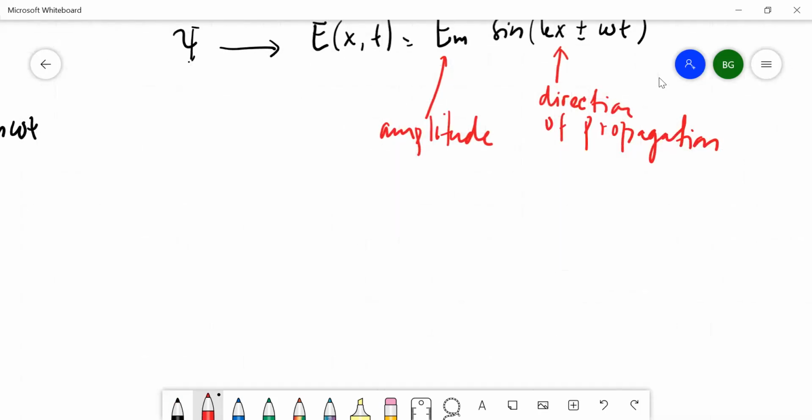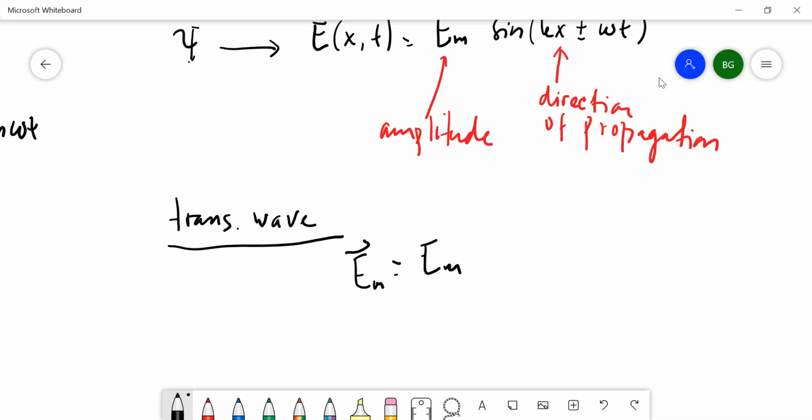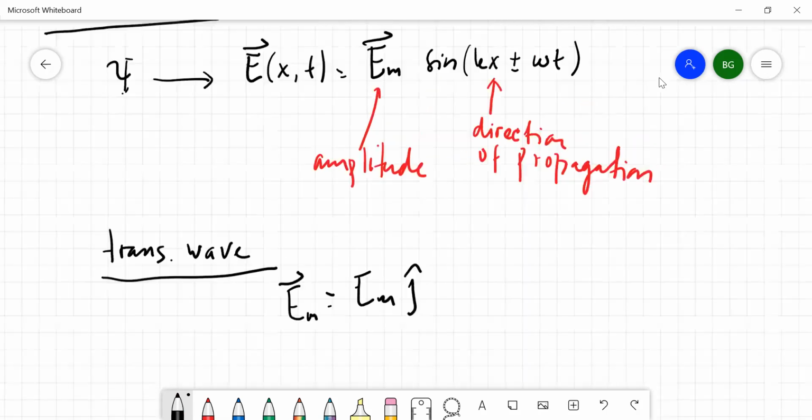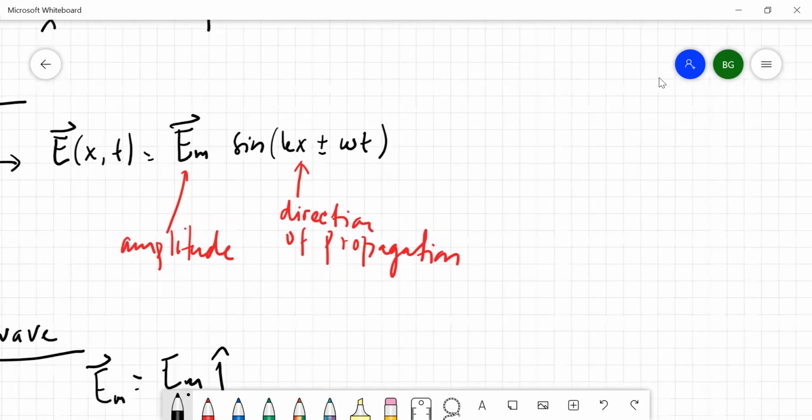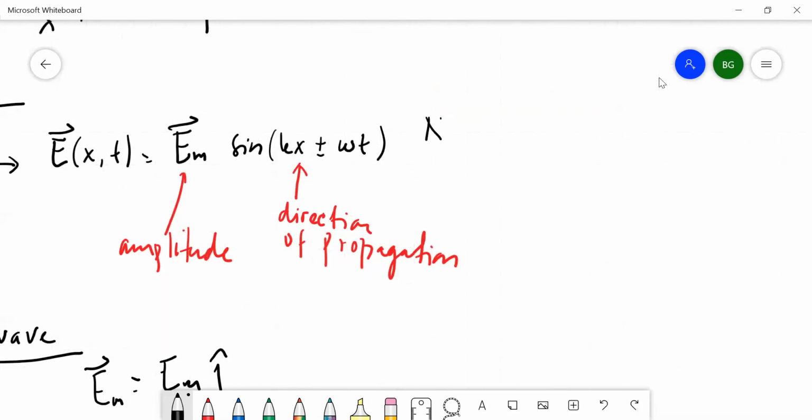Okay. For transversal waves, it means that, for example, EM vector I take M at the direction of y-axis. Okay. What is the unit of electric field? I think it's Newton per coulomb. Yeah? This one.